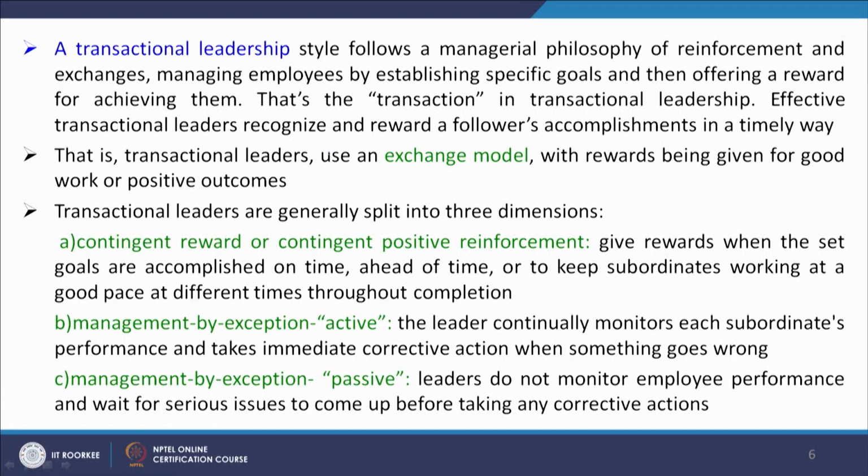That means there is a set pattern of rewards, that every time the follower is given the task, and the task is completed time to time, and time to time only the performance is being rewarded. So, that means performance is contingent upon the reward or vice versa. So, this is a contingent reward or contingent positive reinforcement, just to maintain motivation and encouragement of the followers. So, reward is a constant thing in an individual's performance. So, this is one aspect of the transactional leadership style.